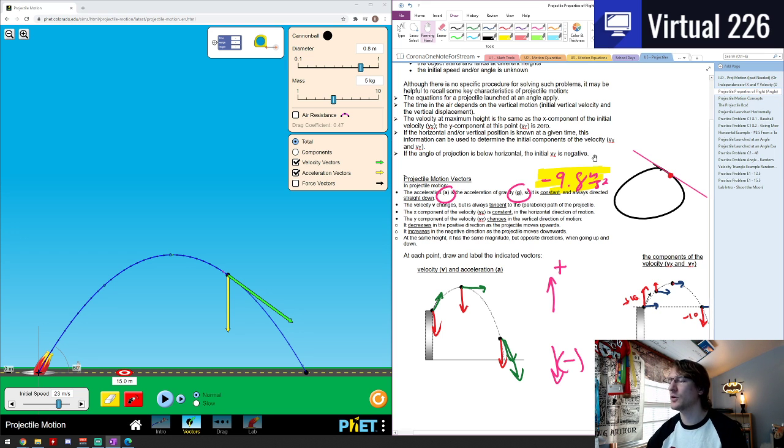In our next video, we'll talk more about some projectile motion concepts and other things you need to think about, and then we'll get into the projectile box, and then we'll talk about some practice problems.